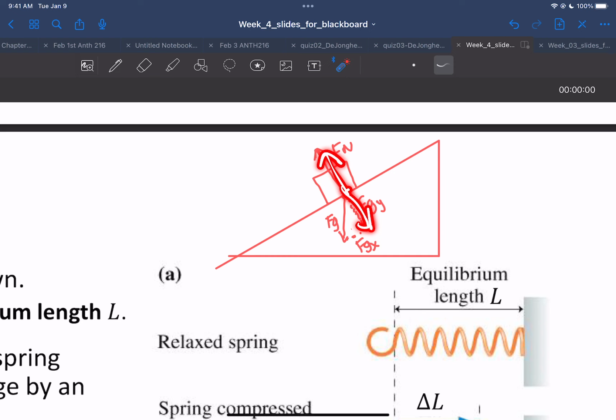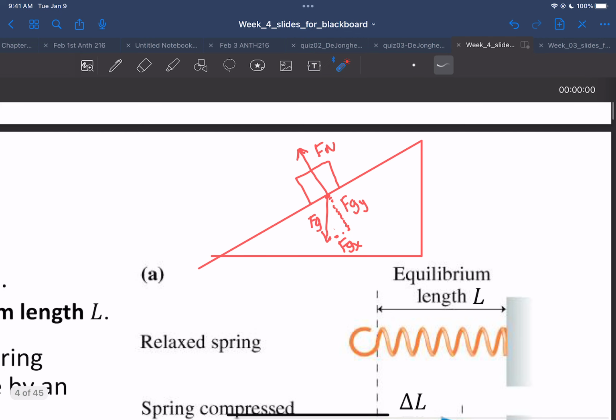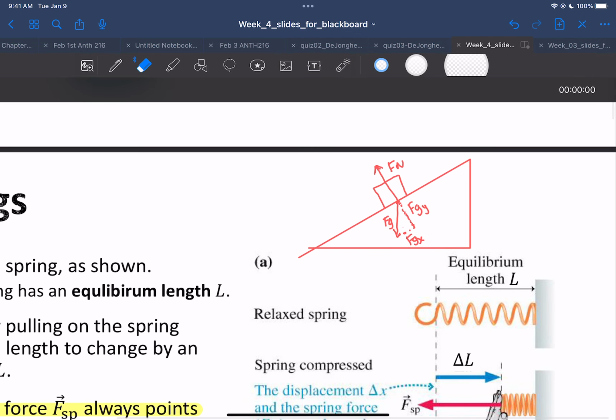That way, if Fn and FGY are equal to each other in magnitude and opposite in direction, like this is 100, this is negative 100, they cancel out, then the only motion that you should observe when you allow a block to slide down here is along the surface of the inclined plane, right? So it should just go downwards like this to the left, and that's the x component of gravity. Does that make sense for everyone?